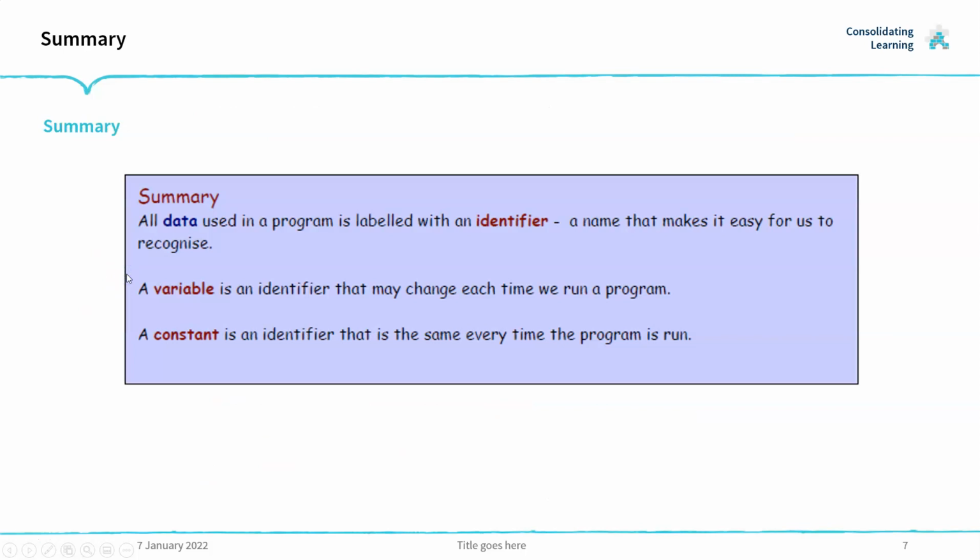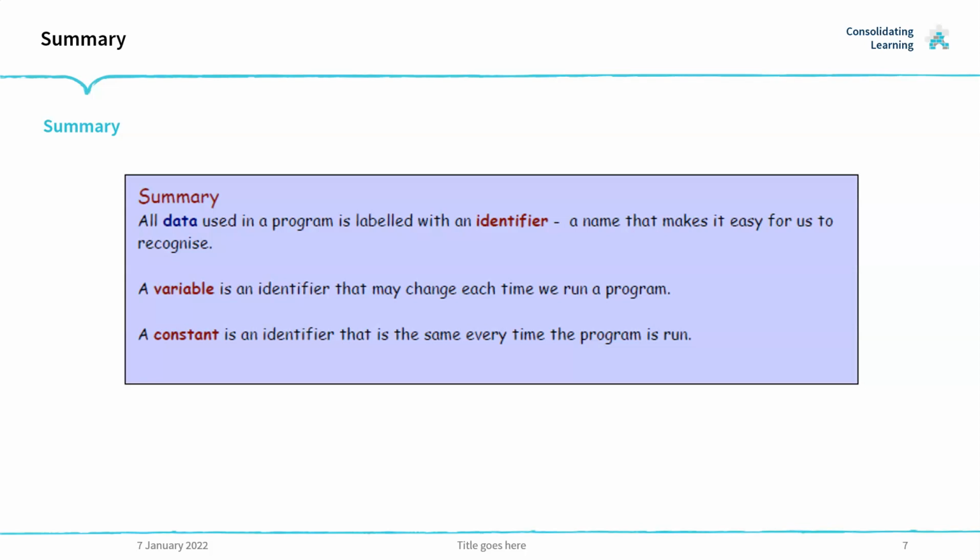So a quick summary on that. All data used in a program is labeled with an identifier, a name that makes it easy for us to remember. A variable is an identifier that may change each time we run a program. A constant is an identifier that is the same every time the program is run.